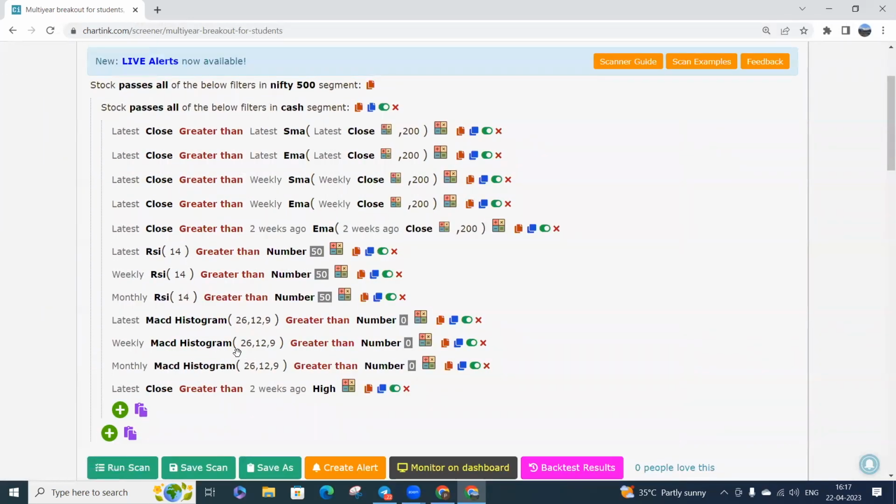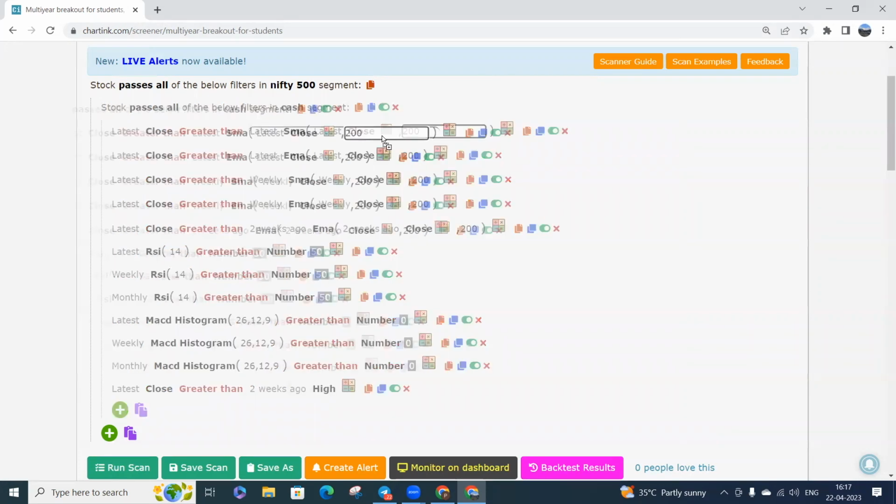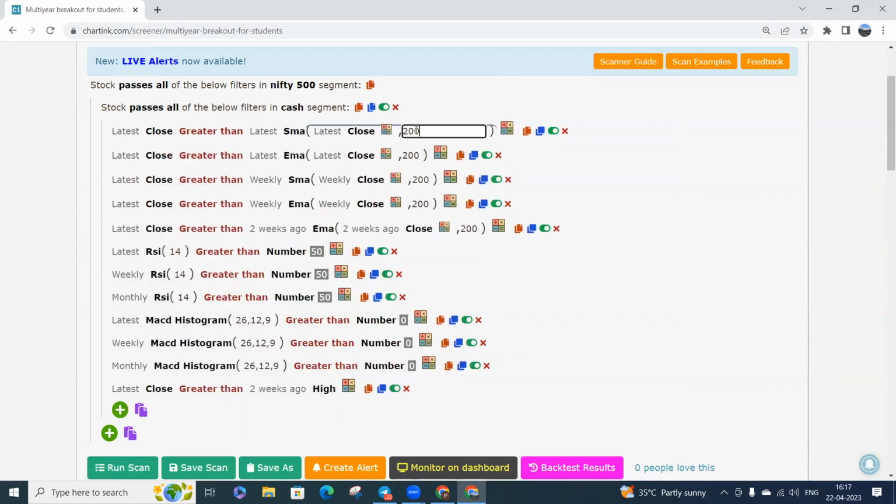So the latest close is above the 200 moving average, right? You can move it to 100 also. You change it to 100. See, that is the reason it is not changing. We change to 100.